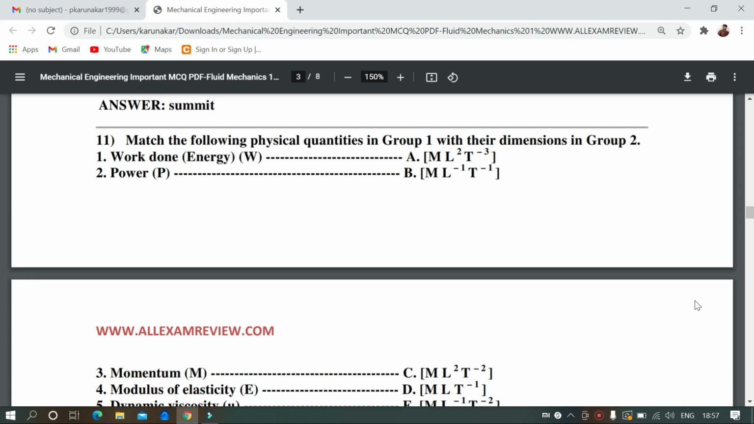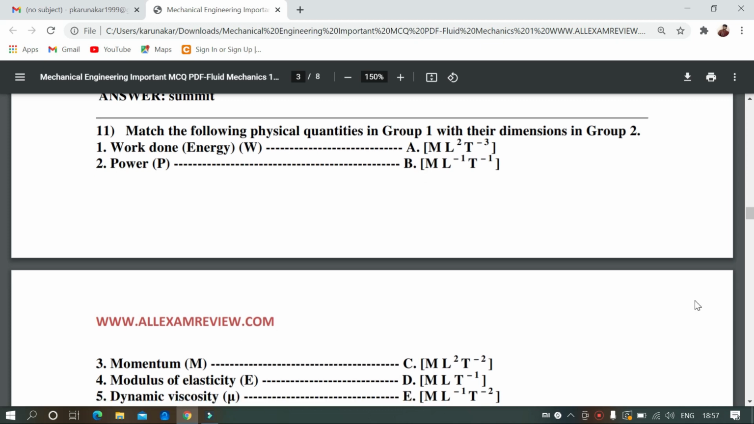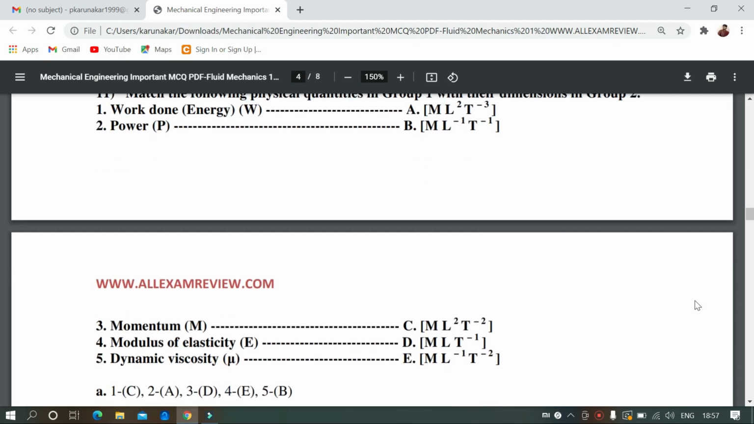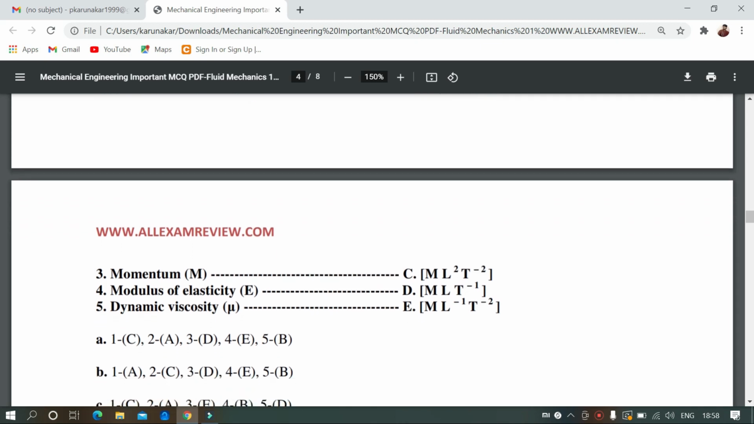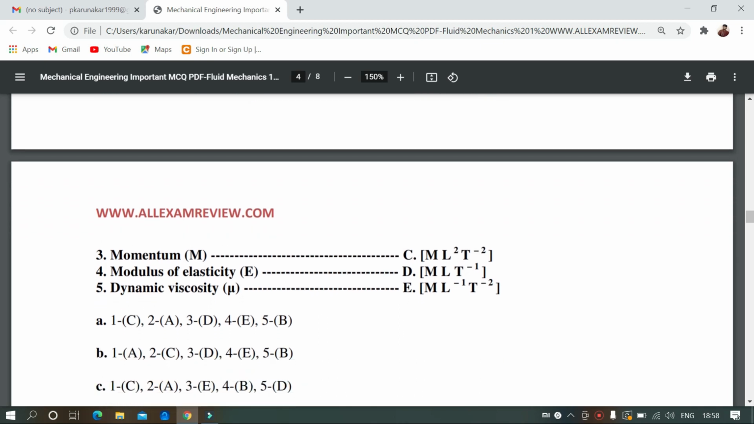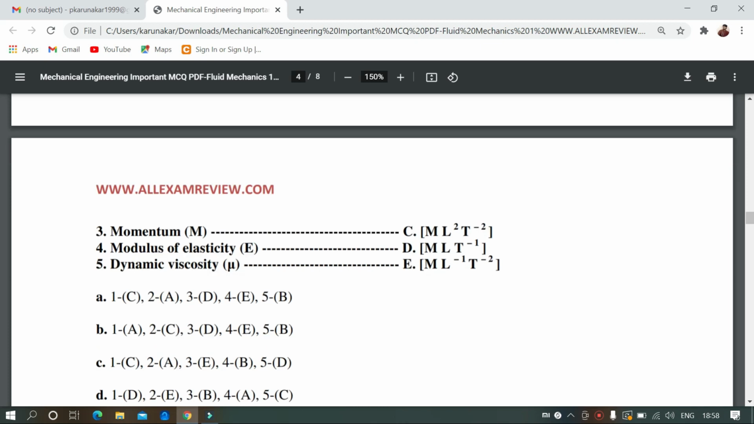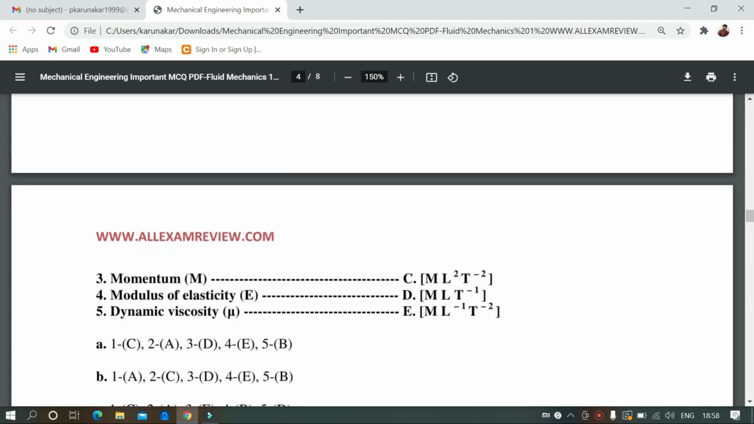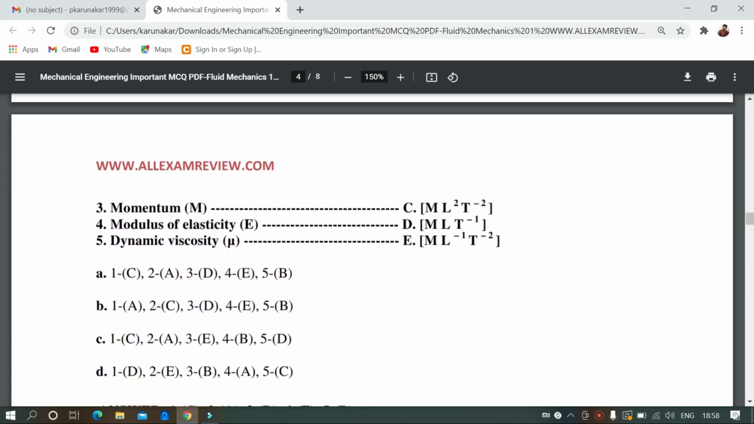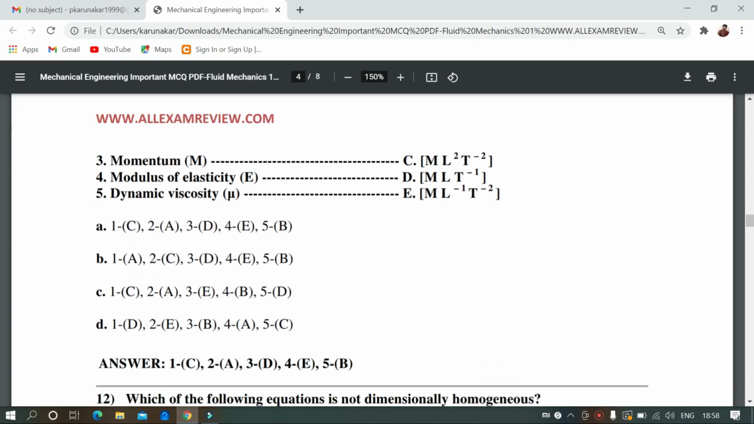For work done or energy they have given ML square T minus 2, power ML square T minus 3, momentum MLT minus 1, and dynamic viscosity ML minus 1 T minus 1. The options given include 1C, 2A. So guys, here they have given the physical quantities and the dimensional formulas. By looking at the options, we can say that the correct answer is answer 1.